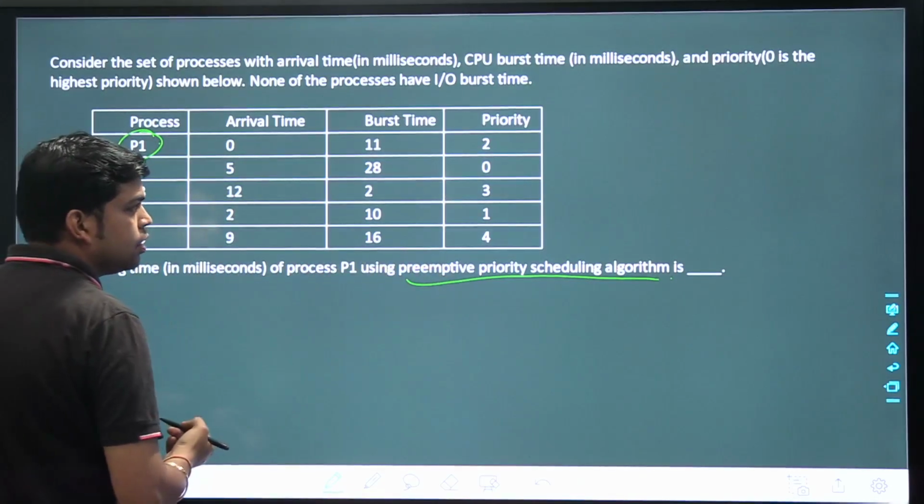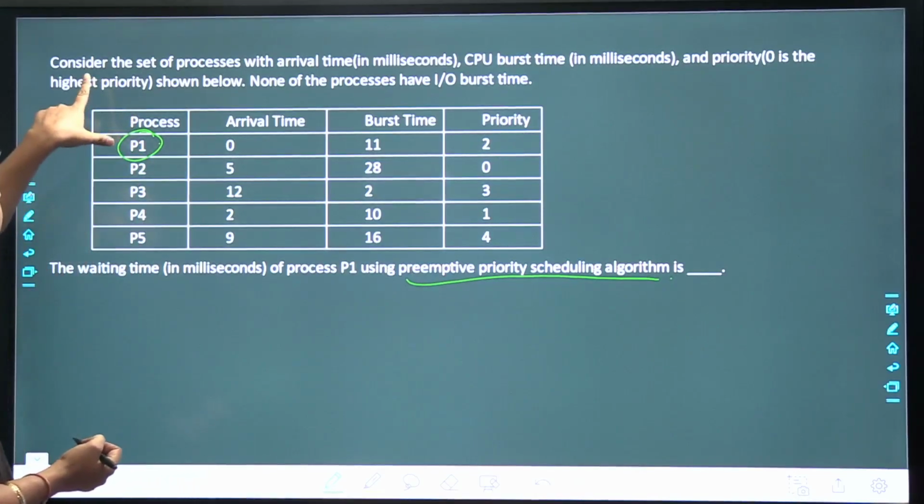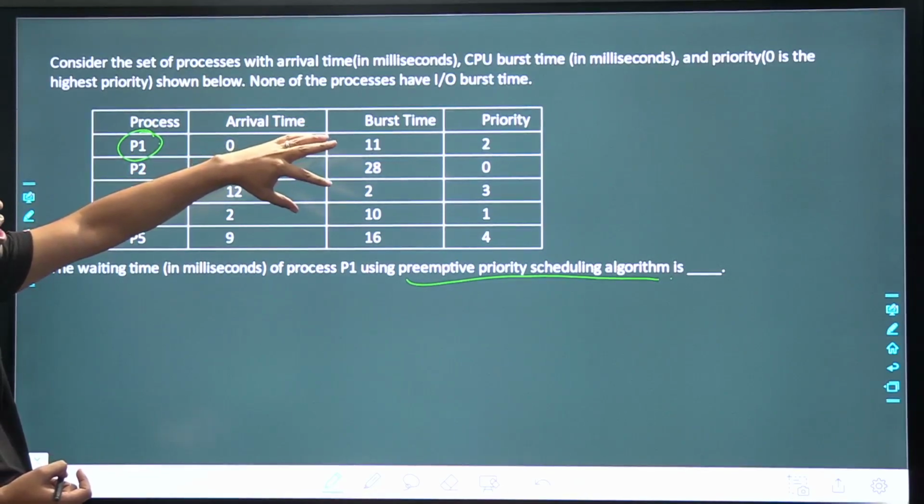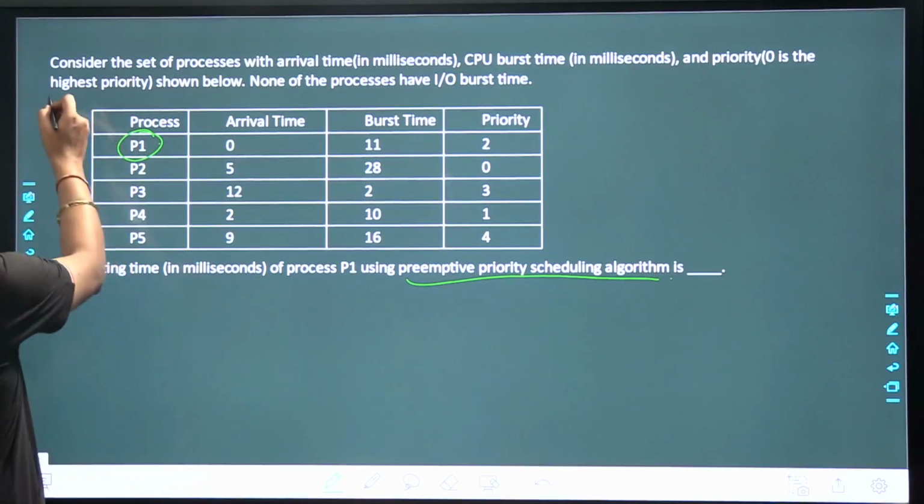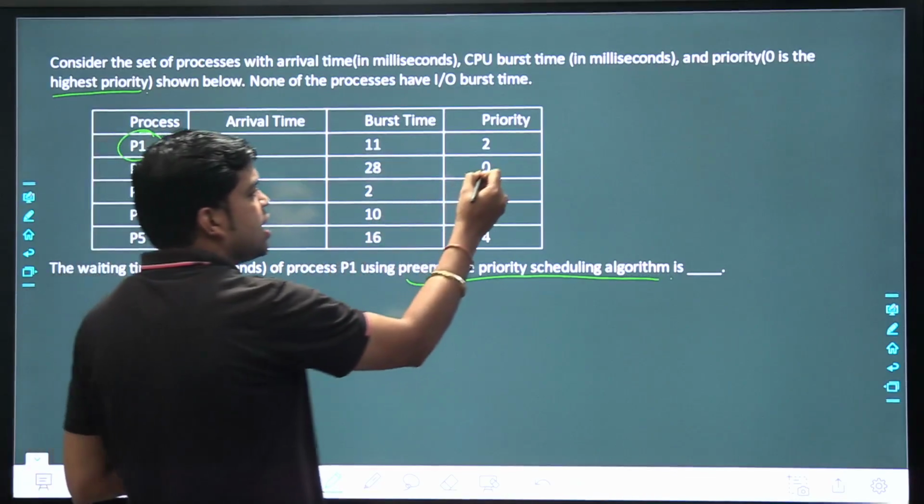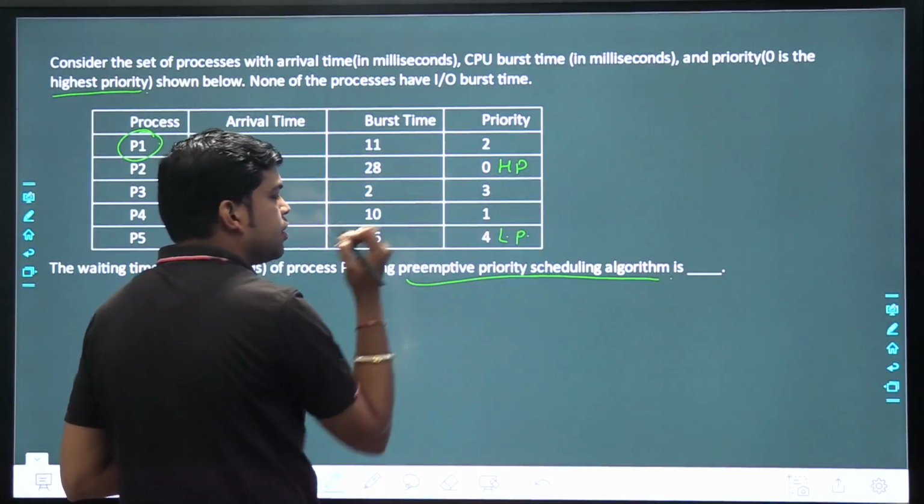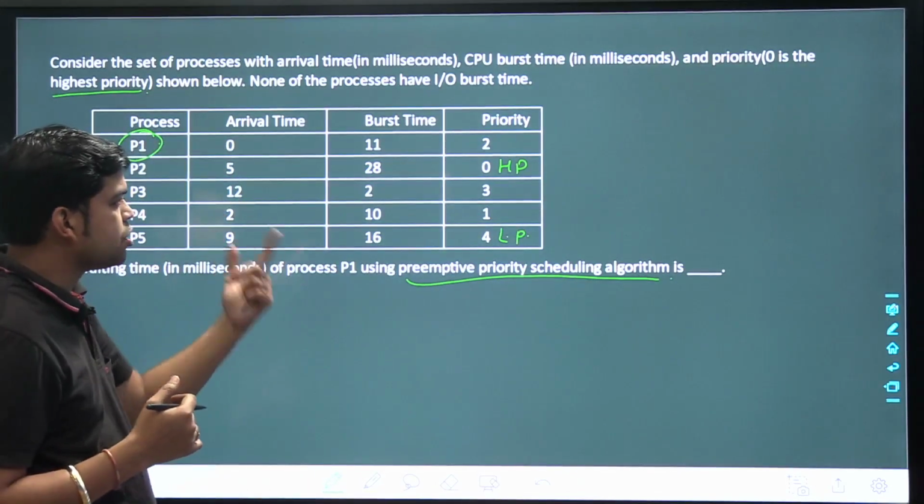Preemptive priority. So here we have a set of processes with arrival time in milliseconds, CPU burst in milliseconds, and priority, where 0 is the highest priority, as mentioned here. So it is the highest priority process, and definitely the other is the lowest priority process. Got it? So according to the number, 0 is highest priority.